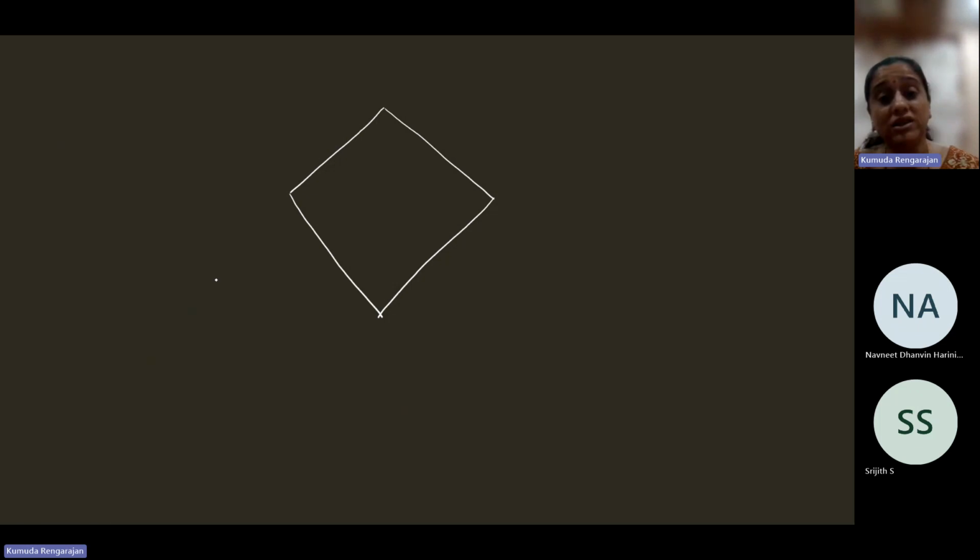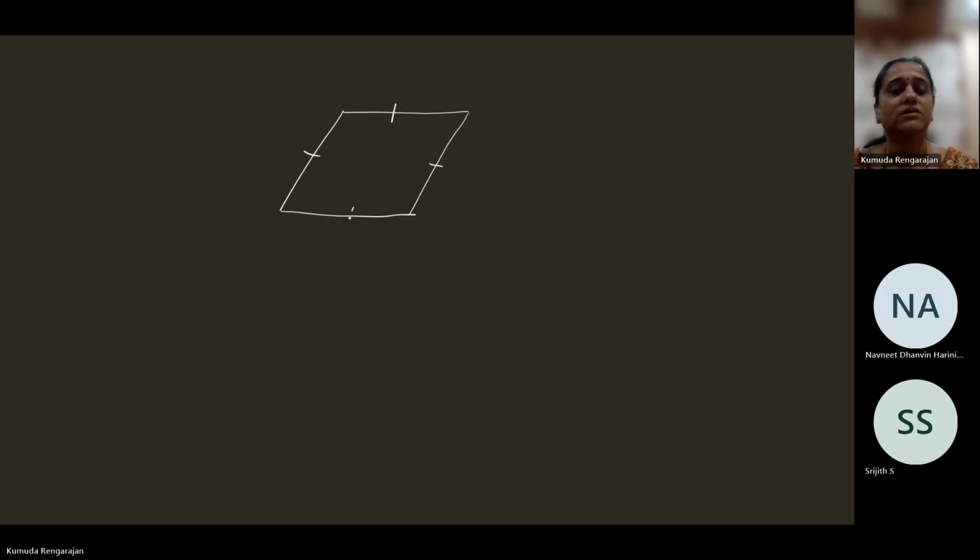In a rhombus, all the sides are equal. In a parallelogram, only opposite sides are equal. In a rhombus, all sides are equal. Then opposite sides are parallel. Diagonals are not equal. Diagonals bisect each other. I explained already what bisecting means.